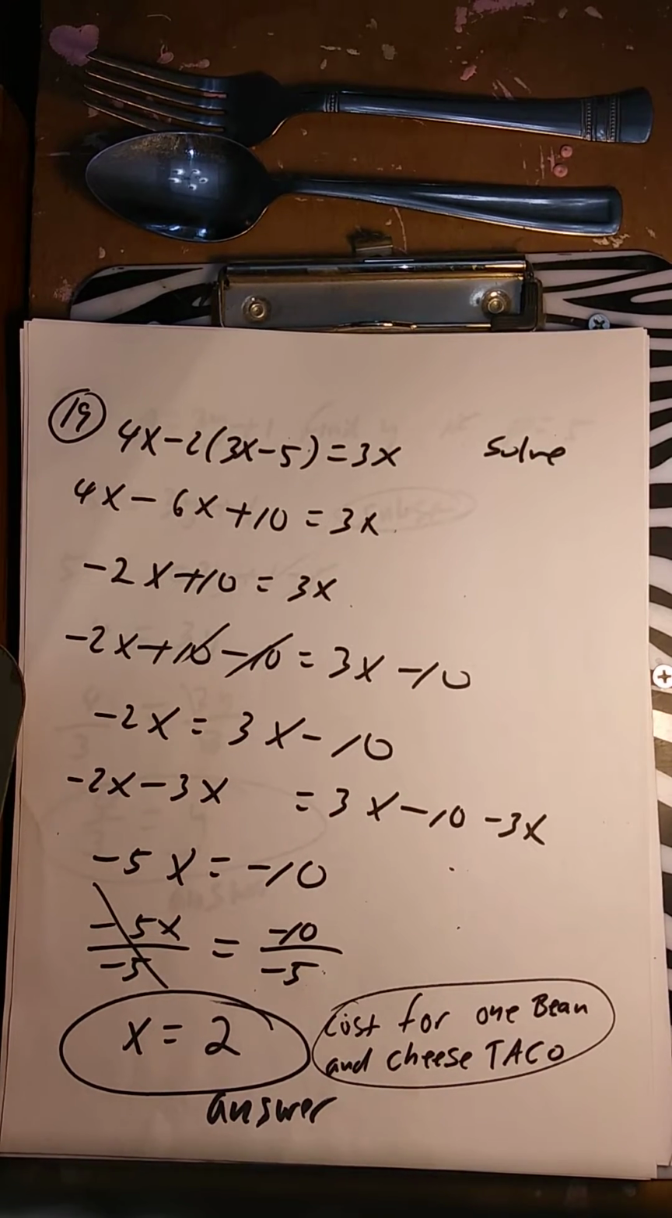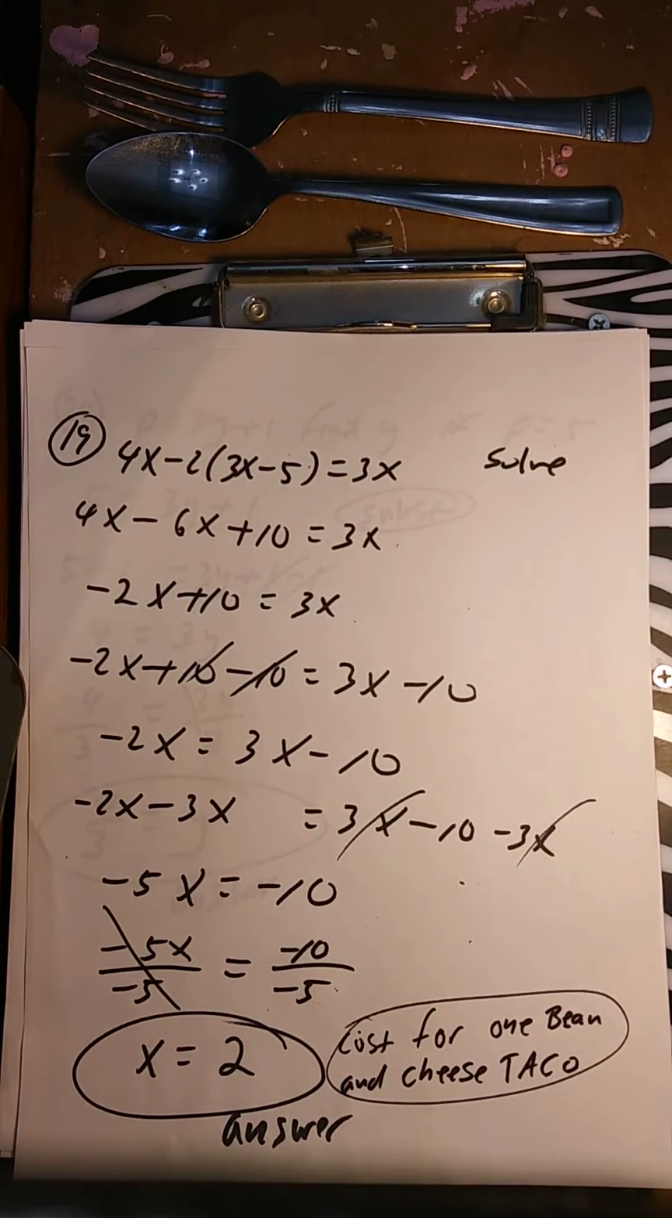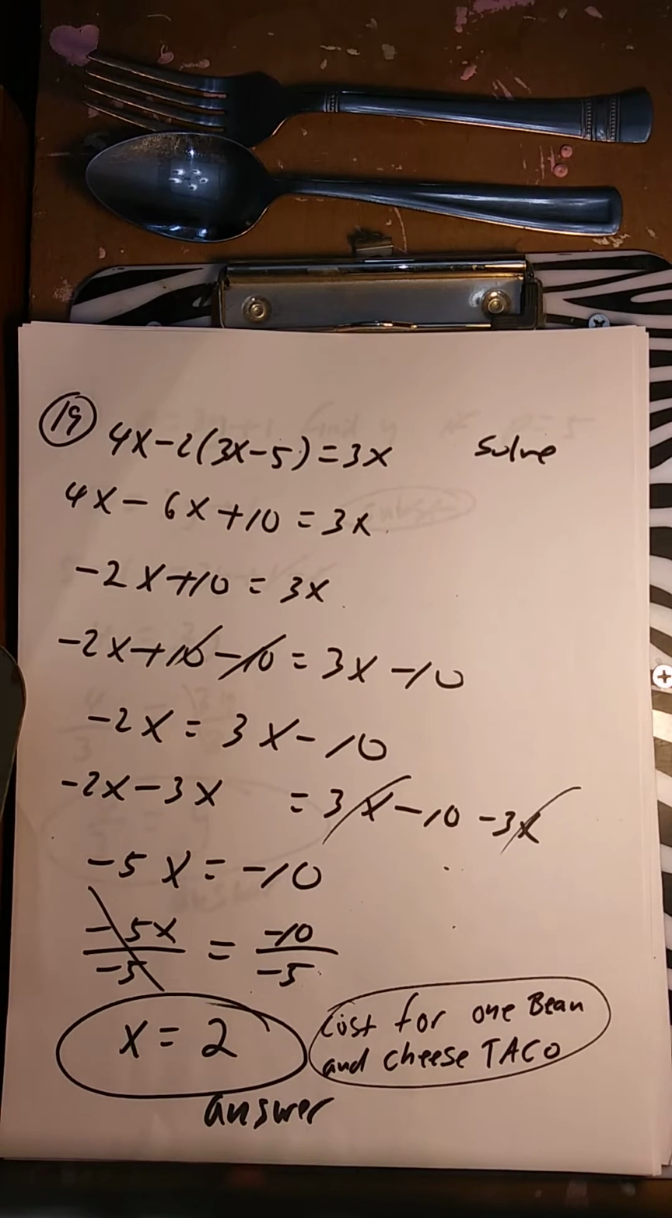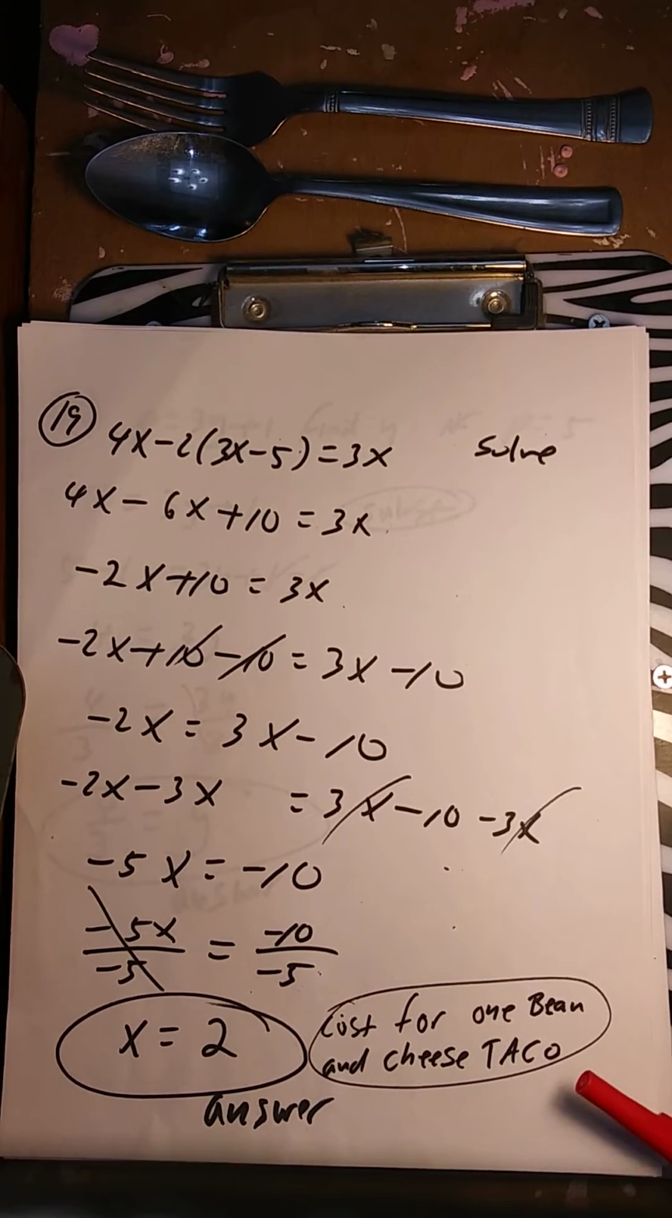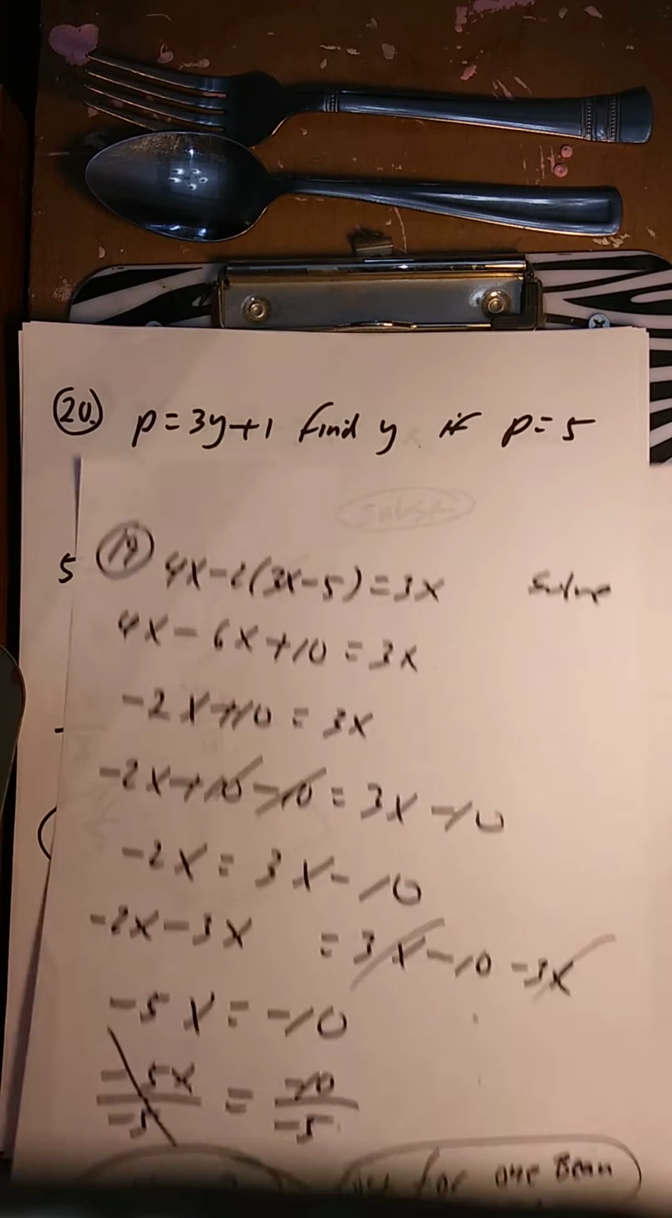And again, what is going to happen here? These are going to cancel. So now they're gone. So what's left over is we have negative 5x equals negative 10, divided by negative 5, divided by negative 5. So x is 2. This is like a cost for one bean and cheese taco maybe.